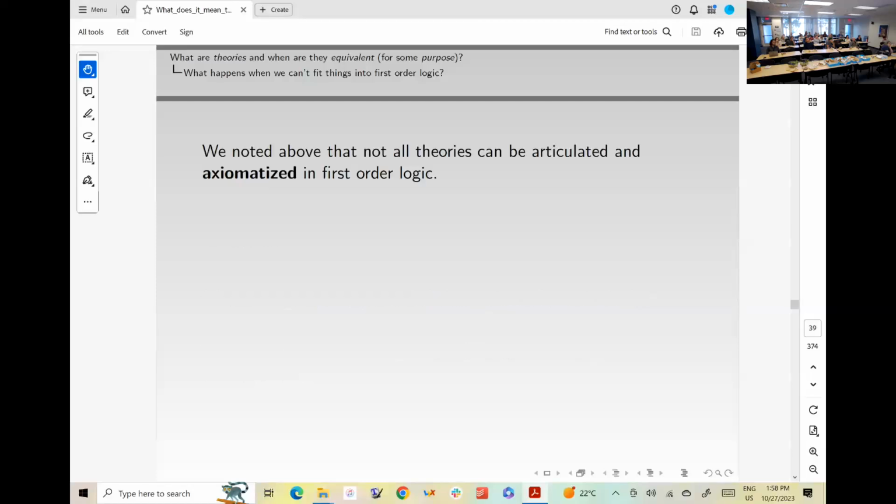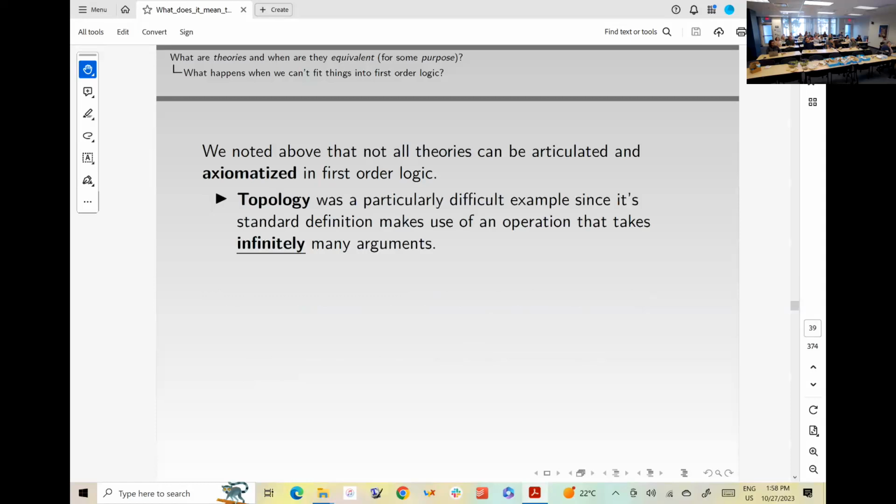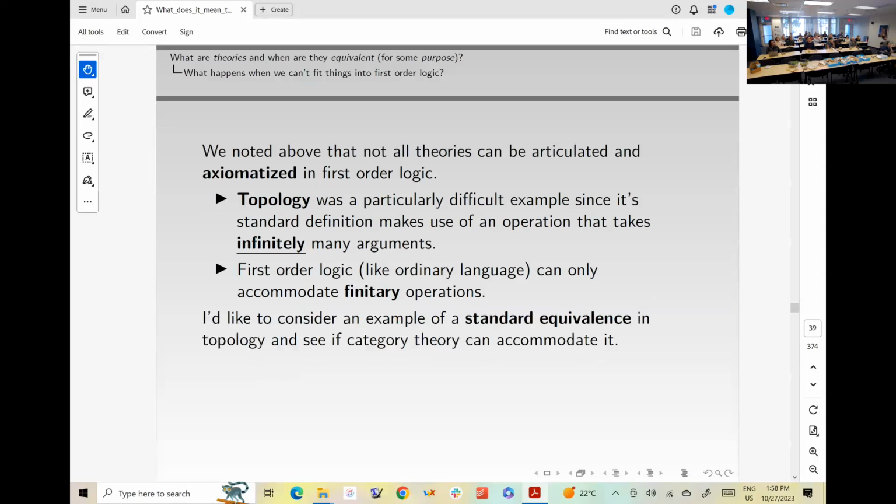Okay. So we noted above that not all theories can be axiomatized in first-order logic, and topology was particularly difficult because its standard definition makes use of an infinitary operation. First-order logic, like ordinary language, can only accommodate infinitary operations because sentences you have to be able to finish them. So I'd like to consider an example of a standard equivalence in topology and see if category theory can accommodate it. This is my first little project.